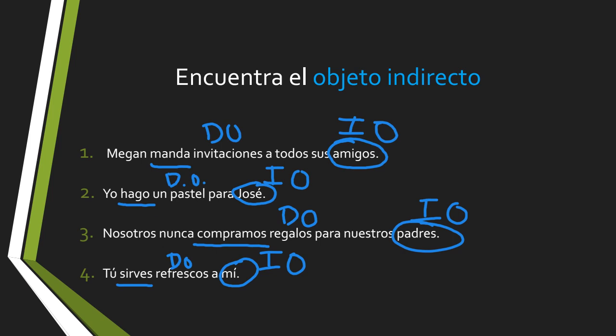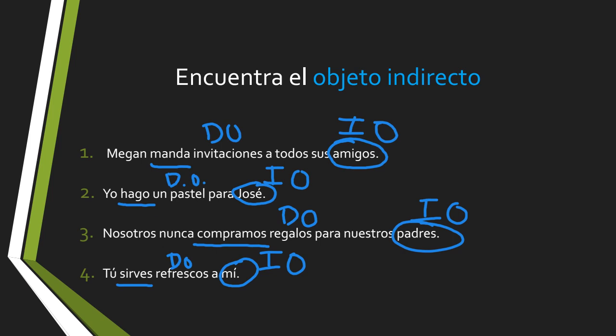So we could say something like, Megan sends invitations to them, or Megan sends them invitations. And we can get rid of friends and say them in their place. Them in this case would be an indirect object pronoun so that we don't have to repeat friends. I make a cake for Jose. I could say I make him a cake. If you know that I'm talking about Jose, I don't have to say Jose again. I can use an indirect object pronoun to get to the point and shorten my sentence.